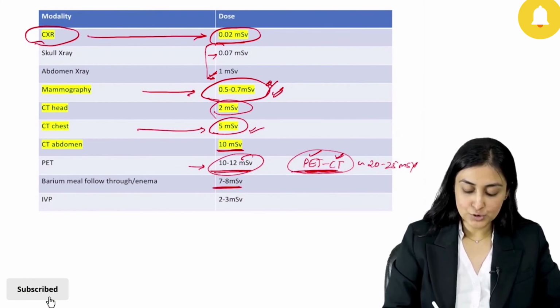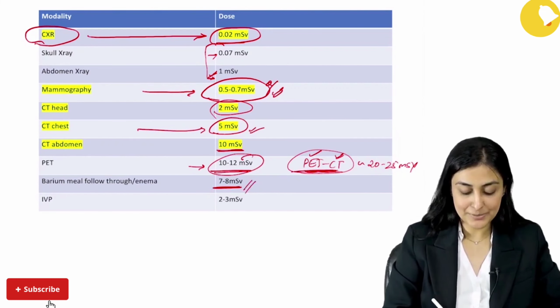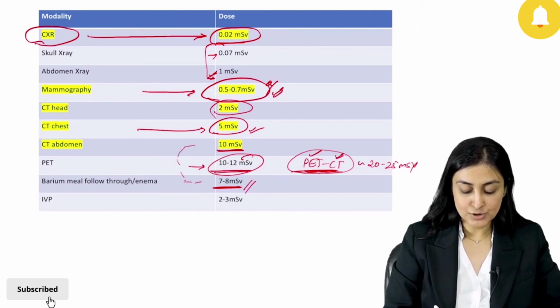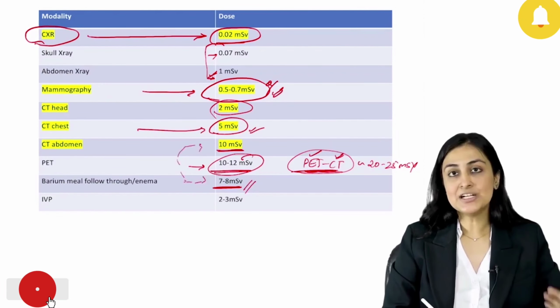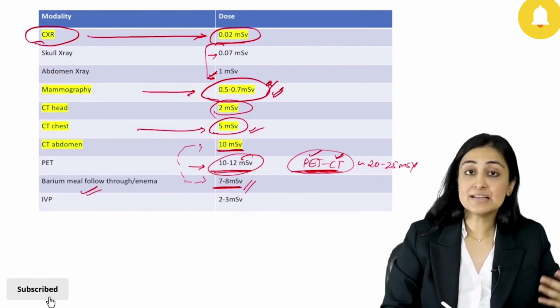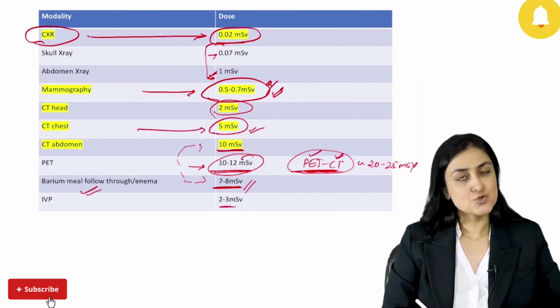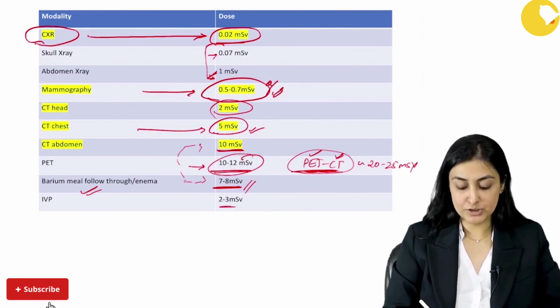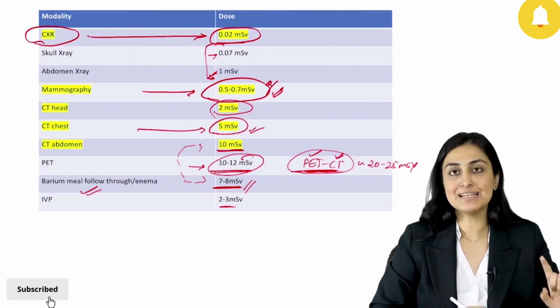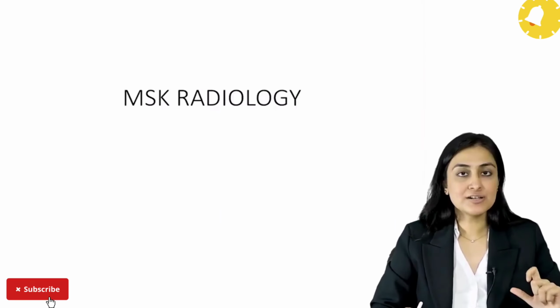A barium meal follow through will have 7 to 8 millisieverts. So this is also too much. So when we compare it, it's almost equivalent to CT abdomen. That is why in today's time, these barium investigations are very rarely performed, okay, because of this very high radiation. IVP is 2 to 3. It's okay if you don't remember this. So the highlighted ones are very important. So this was a quick recap on general radiology.